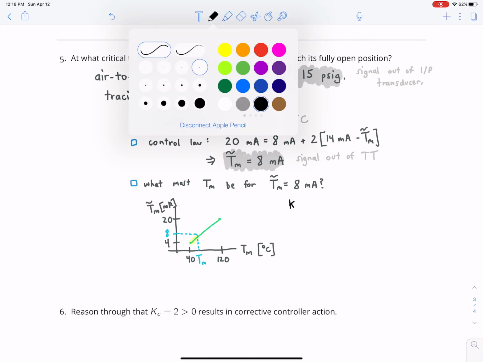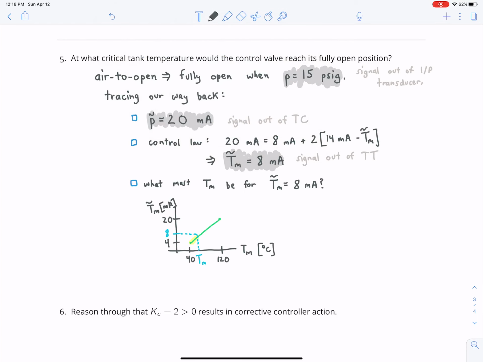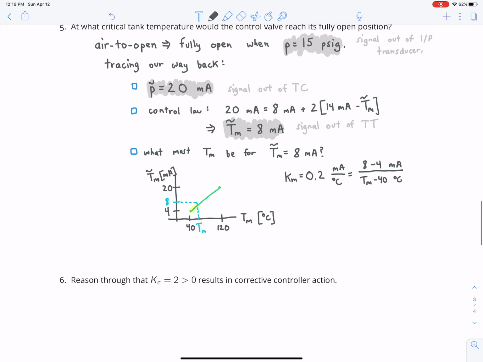So we'll say Km, which is equal to 0.2, and the units here are milliamps per degree C. That's equal to the slope of that yellow highlighted line, right, which is 8 minus 4 milliamps over Tm minus 40, and that's in degrees C, okay? So that gives you an equation for Tm. So that implies that Tm is actually 60 degrees C, all right? So this here must be equal to 60 degrees C, okay?